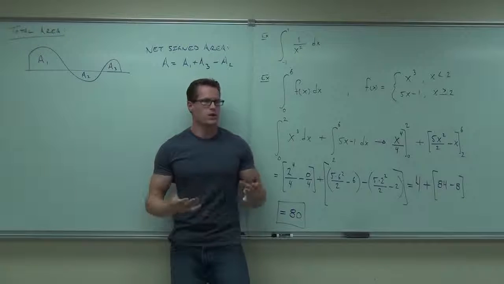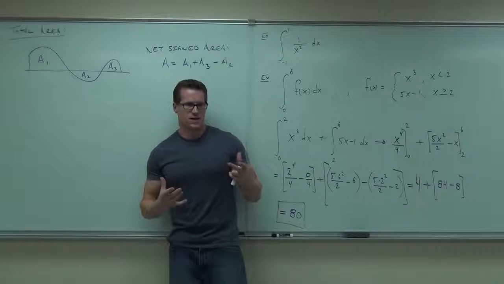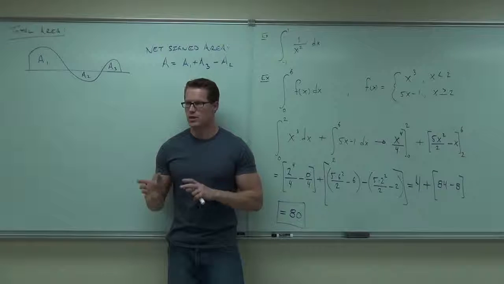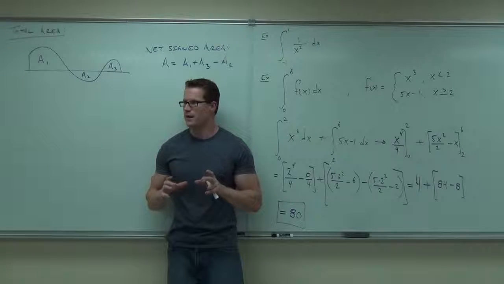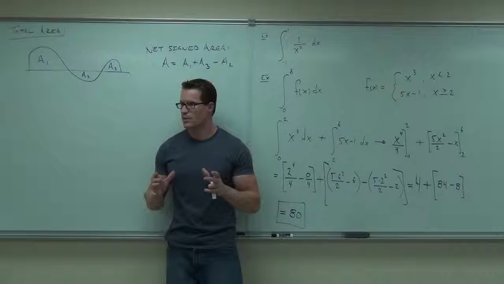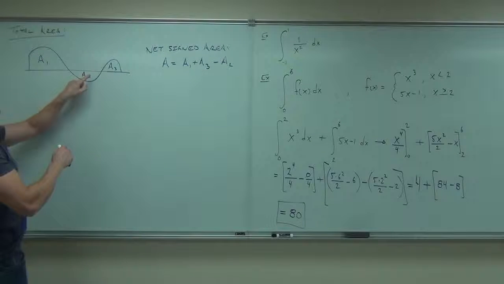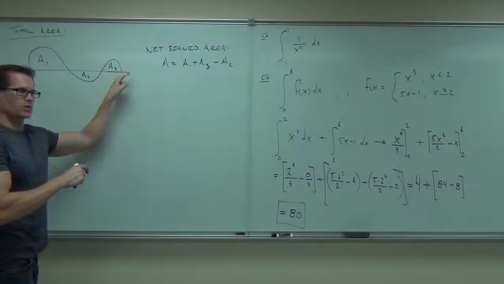Now, in order to count total area, what you do is this. You say, I want to count up the area that's between the two curves. I don't care which one's on top or which one's on bottom. I want to find out the actual area between them. So find the area that's here and here and here. That would be total area.